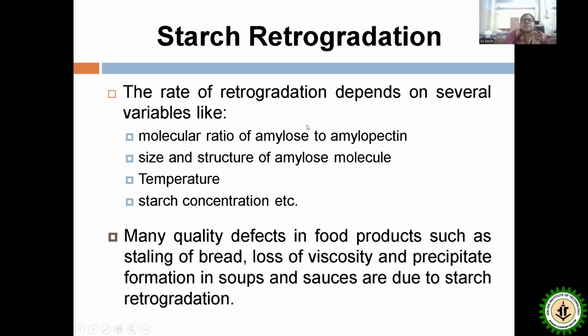Now the retrogradation process depends on several variables like the molecular ratio of amylose to amylopectin, size and structure of the amylose molecule, temperature, starch concentration, etc. Due to this retrogradation, many quality defects in food products are noticed, like staling of bread, loss of viscosity, and precipitate formation in soup and sauce. There's loss of crispiness in cookies, etc. Among these, the most important one is the staling of bread. So, next I will discuss what staling of bread is and how it occurs.